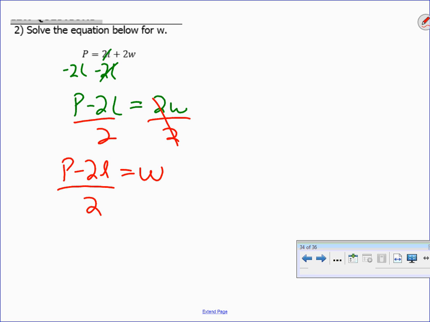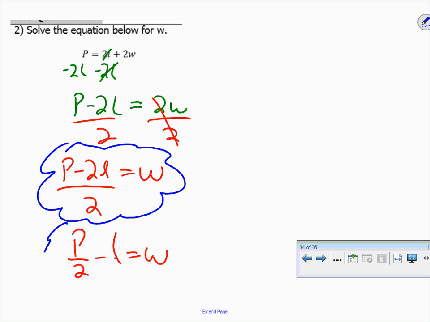Now, most people would be okay to leave that like that. If you wanted to, you could also break it into 2 pieces like we did earlier and get that. But either one of these answers would be correct.